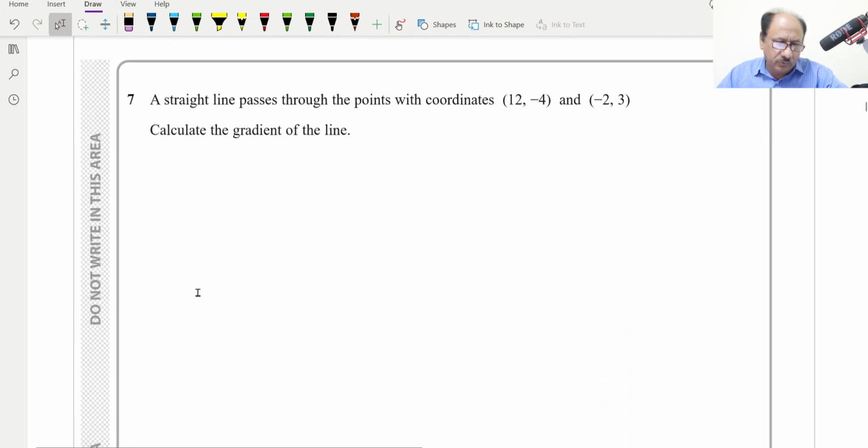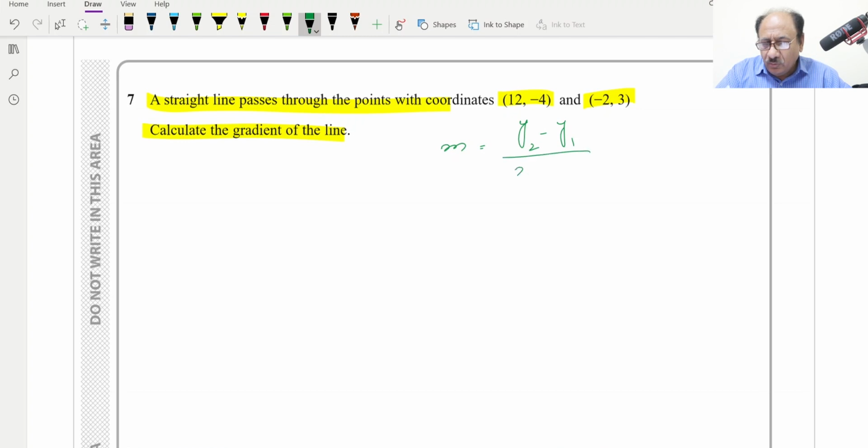Now we can move to question number 7, which is saying a straight line passes through these points, and these points are this one and this one. Calculate the gradient. So for gradient we have a formula. M, we are representing gradient or slope, is equal to y2 minus y1 over x2 minus x1, or you can say change in y over change in x.